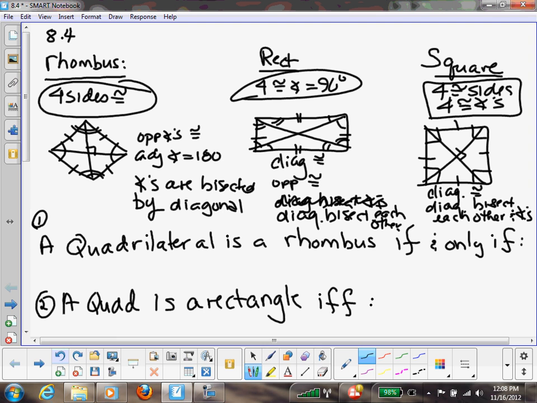Are all sides congruent? Both pairs of opposite angles are congruent? Yes. Are all angles congruent? No. Are the angles bisected by the diagonal? Yes. Are all sides congruent in a rhombus? Yes, because it's a square that's been squished. It's a square that's been pushed down.